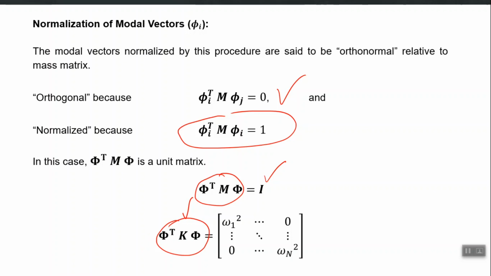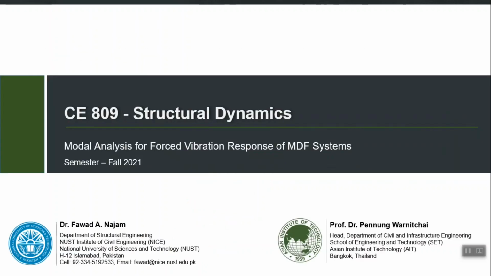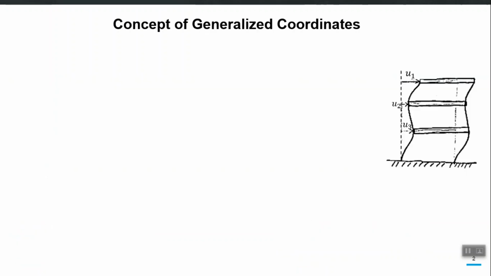Now, let us start the forced vibration response and see how this modal orthogonality helps us in developing a method for the solution of matrix equations of motion. This property will help us in solving the forced vibration response. In order to develop this method, I will be using, first, the orthogonality property, and second, the same concept of generalized coordinates which we introduced in one of the previous sessions.